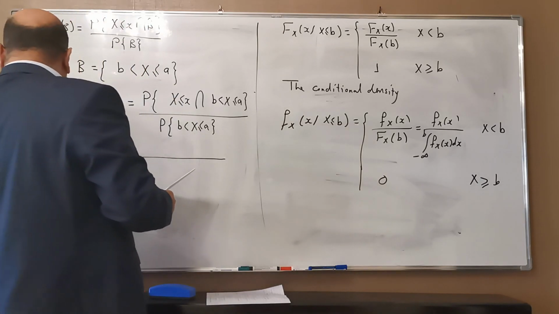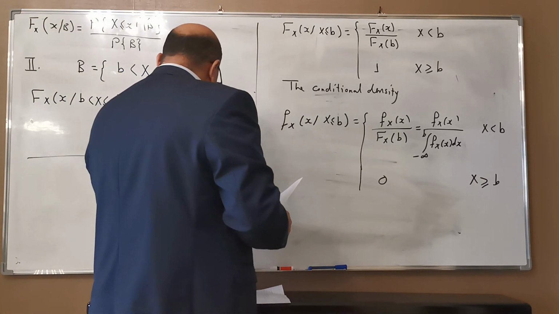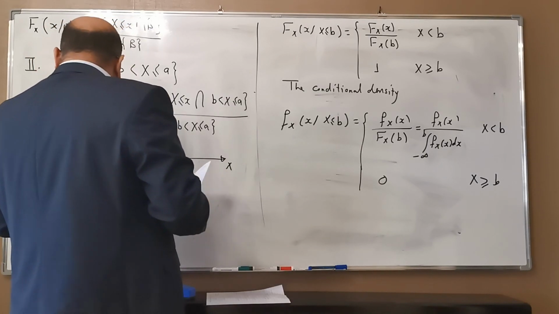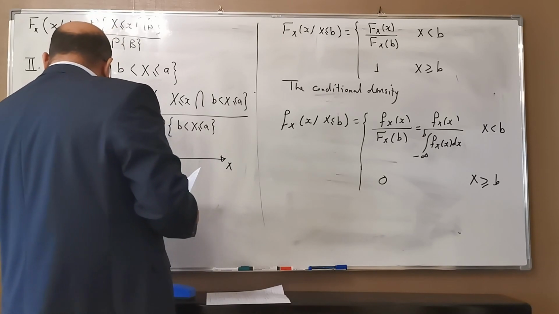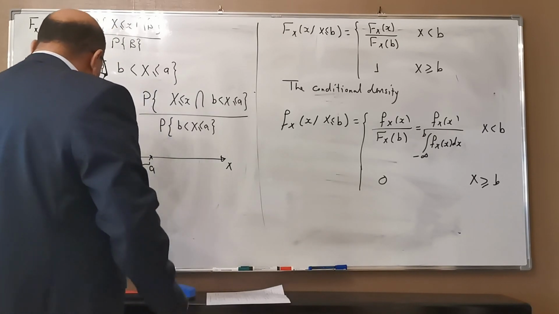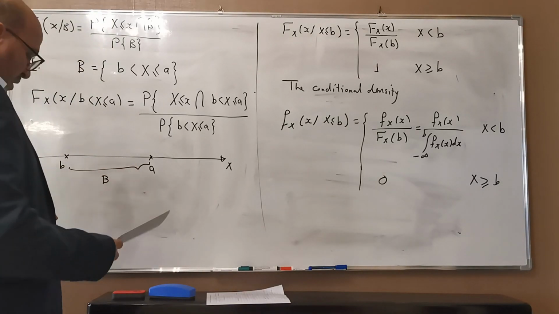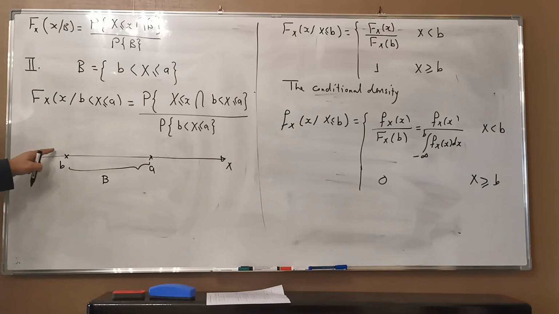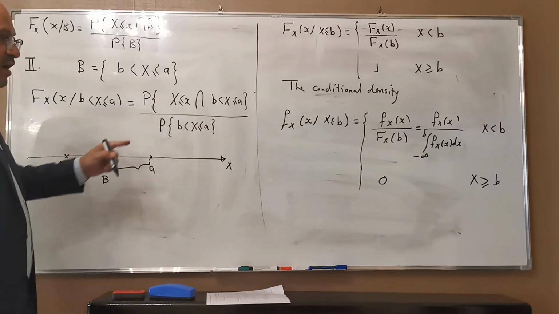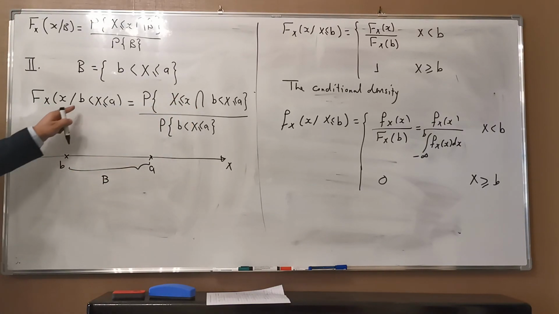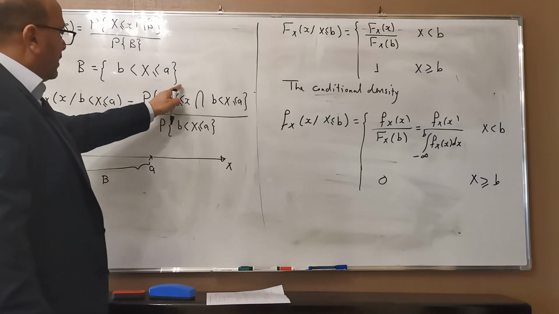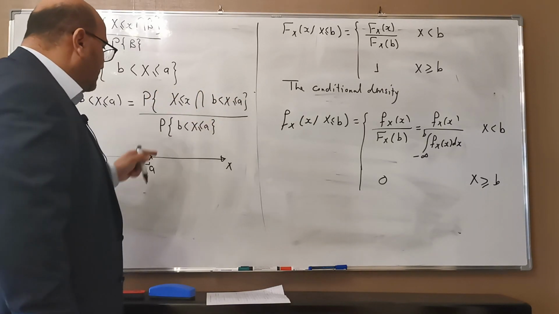If we draw the real axis x, we know that you have some b and some a, and this is your period, or your event b. So the event b is here. Now we can have 3 segments of x. If this x is below b, then the intersection is phi, and the probability is 0. So if we choose x to be below b, the intersection between x below b and this period here is phi.